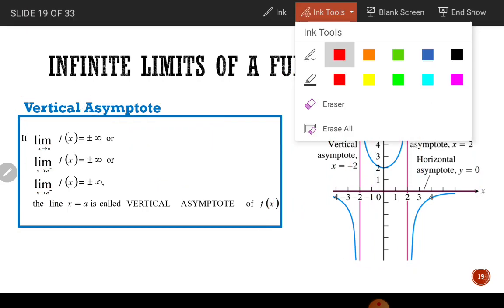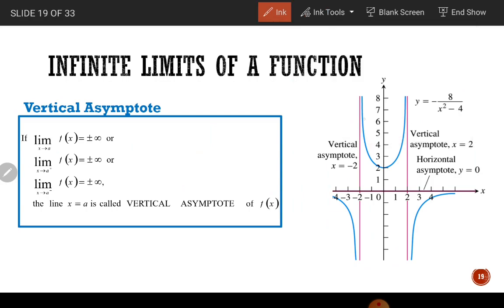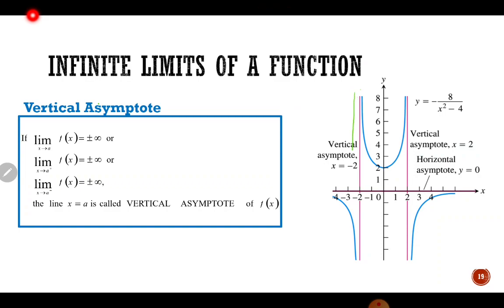Okey, nak pakai warna apa? Warna hijau lah. Okay. Never cross this red line. Okay. So makna kata x equals to -2 is our vertical asymptote.